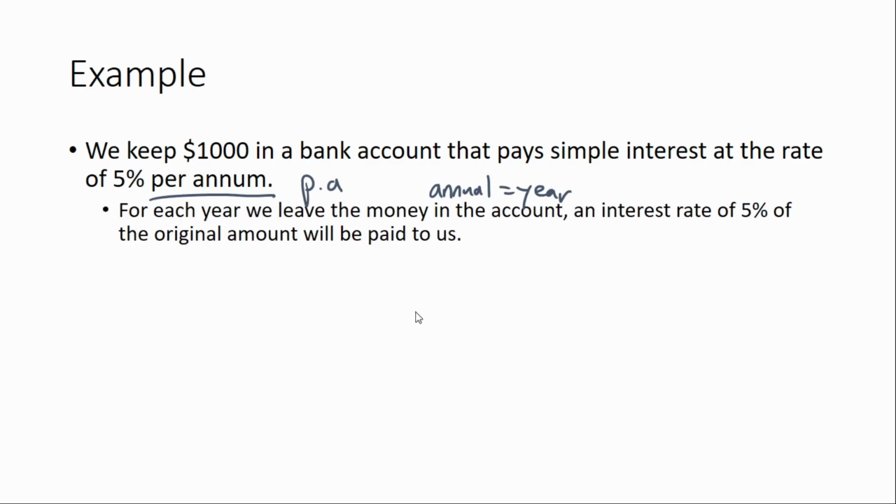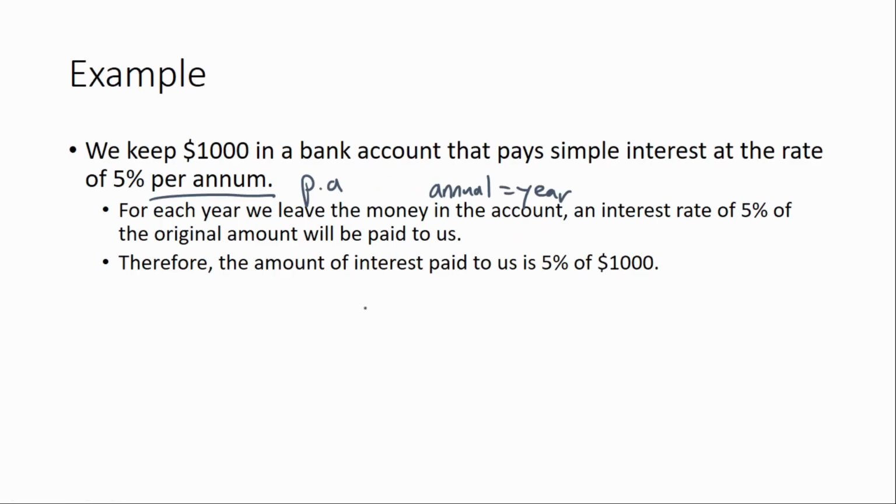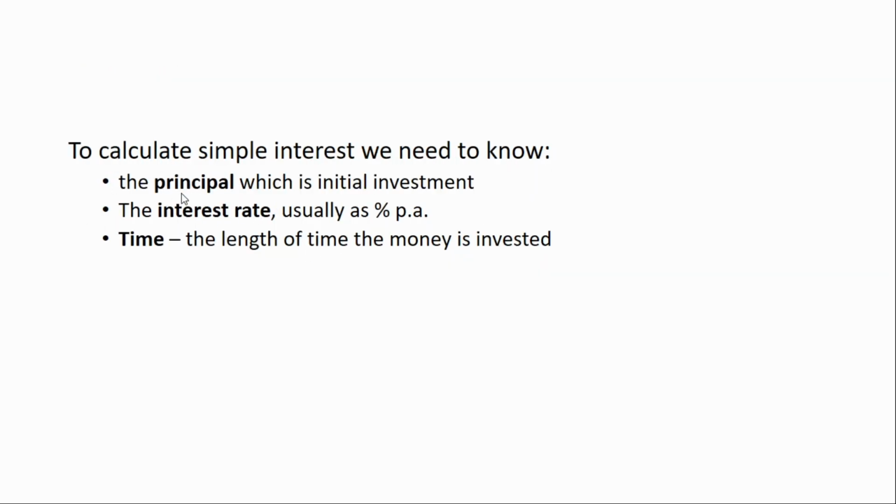Alright, so in this scenario, it means for each year we leave the money in the account, an interest rate of 5% of the original amount will be paid to us. So that means 5% of $1,000 will be paid to us per year, a total of $50 per year for this investment. To calculate simple interest, we need to know three things. We firstly need to know the principal, which is the initial investment, the interest rate, which is usually a percentage per annum, and finally time, the length of time the money is invested or borrowed.